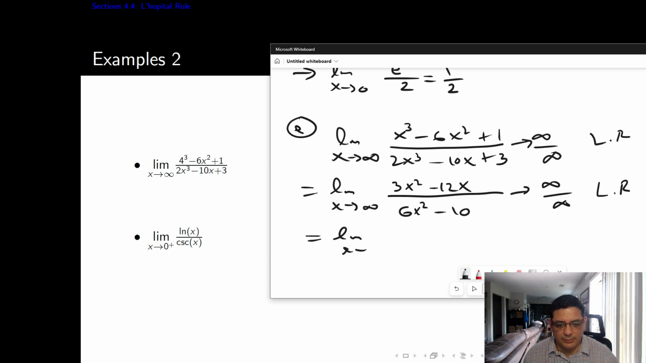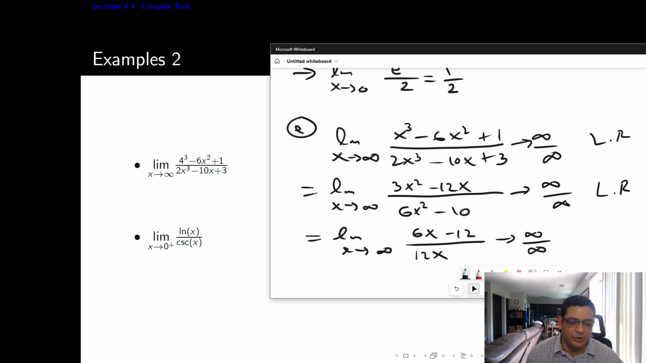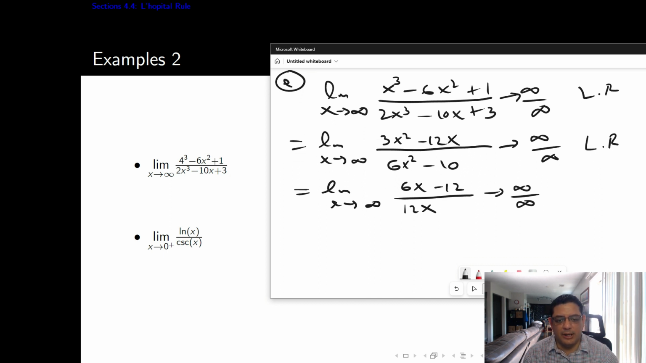And this is going to be the limit when x goes to infinity of 6x minus 12 over 12x. Again, this is still infinity over infinity. I could probably do a factorization or something if I want to here, but I can just do one more L'Hopital's here and take derivatives again. This is going to be 6 over 12, and then this is just going to be 1/2. So finally I got to the point where I really reach a limit, and so the initial limit is going to be 1/2.